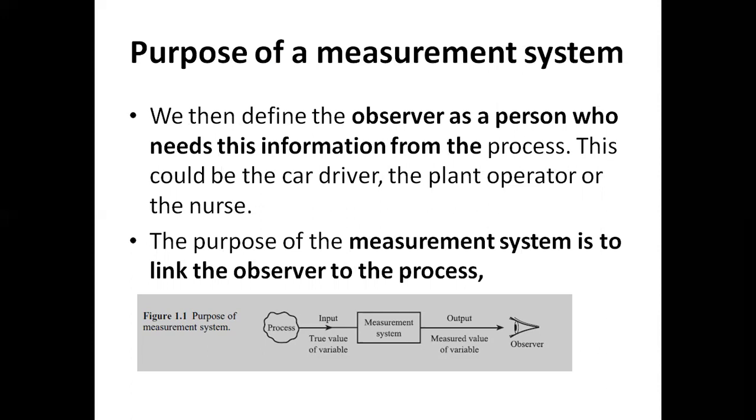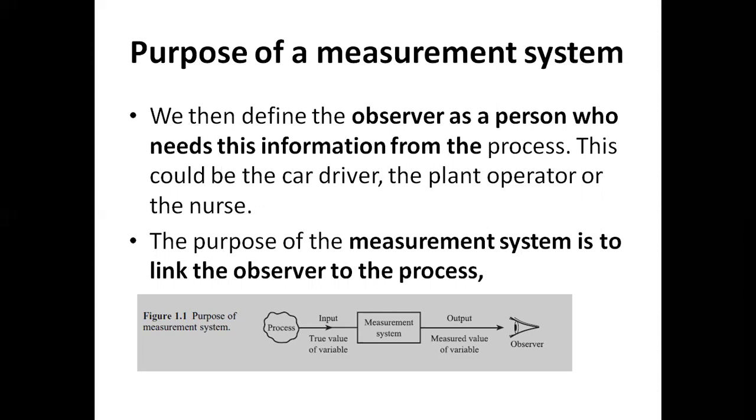Turns out you need a device to help you determine the information you want. And that device is what we are calling a measurement system. And that is what is being depicted by that figure down there. In that figure, we can see there is a process, and on the other side there is an observer. And in between, we have a measurement system.